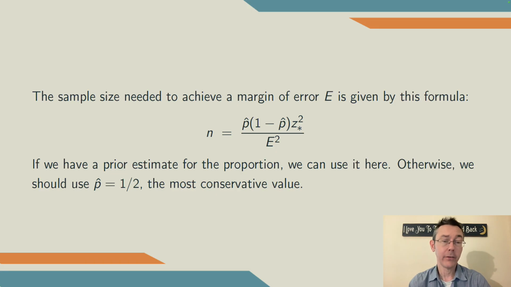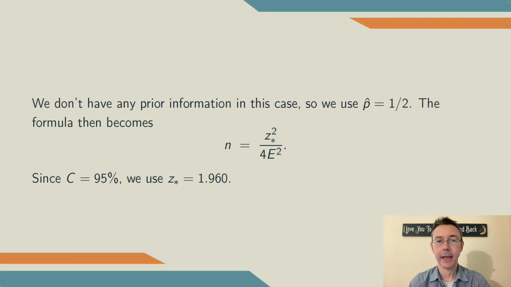And we can either estimate P hat using data from a prior study, or we can just use the most conservative value of P hat, in the sense that we should pick the value of P hat that for fixed Z star and E gives us the largest N. And that value is P hat is 1/2. And so we get this simplified version of the formula. N equals Z star squared over 4E squared.